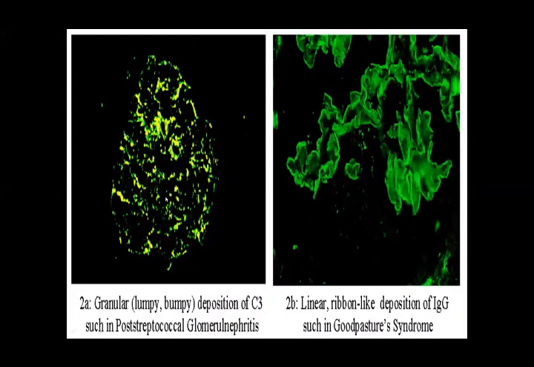Now this diagram just shows you the difference between linear ribbon-like deposits and a granular deposit. Just look at so many granules in there, right? So every time we talk about granular deposit, it is like this, and every time we talk about linear deposits, it is like this, but the granular deposits vary in different diseases. In this case, the lumpy bumpy deposit is in post streptococcal glomerulonephritis, and in this case there is linear deposit. That is just a comparison for you to memorize.